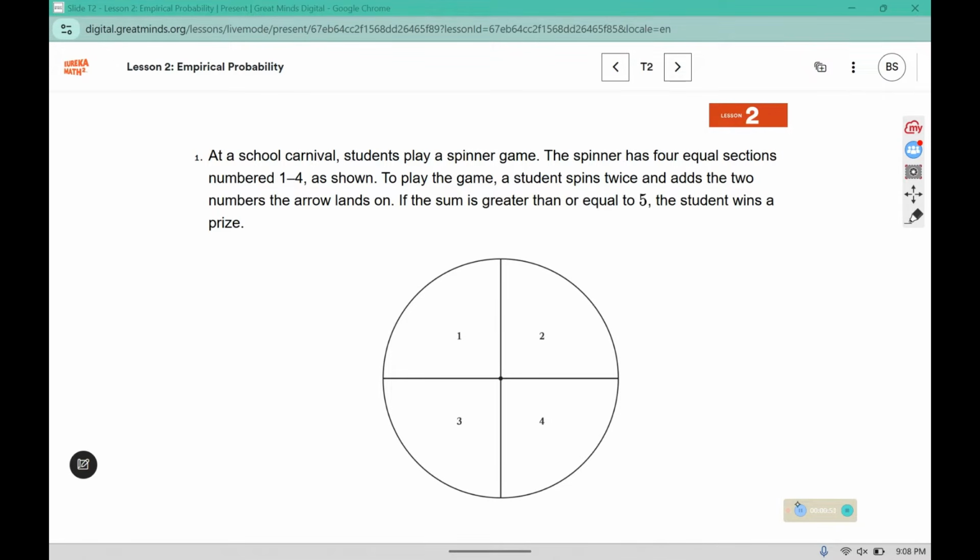Well, if we add them, 1 plus 4 would make 5. 2 plus 3 makes 5. 2 plus 4 is 6. 3 plus 4 is 7. So there are several options that would give us something greater than or equal to 5. But you could also land on a 1 and a 2, or a 2 and a 2, or a 1 and a 1, or a 1 and a 3.